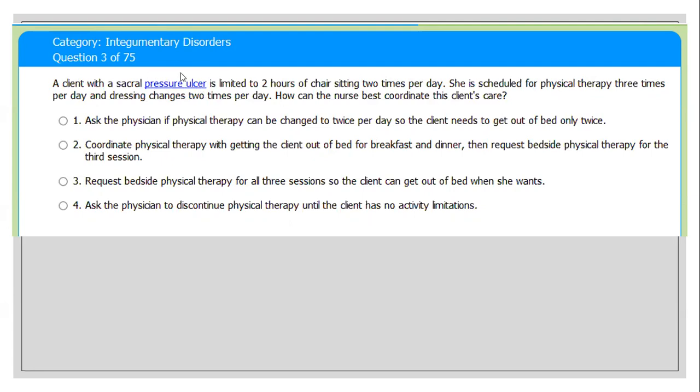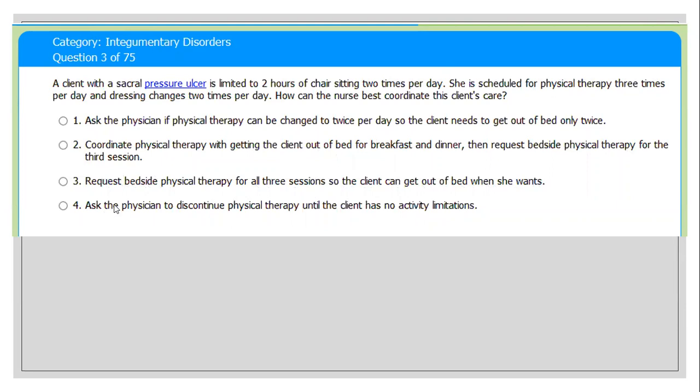So our patient has a pressure ulcer. When you make the care plan, posture change is very important, right? So number one, ask the physician if physical therapy can be changed to 2 per day. So the client needs to get out of bed only 2 times. Number two, coordinate the physical therapy with getting the client out of bed for breakfast and dinner, then request bedside physical therapy for the third session. Number three, request bedside physical therapy for all 3 sessions so the client can get out of bed when she wants.